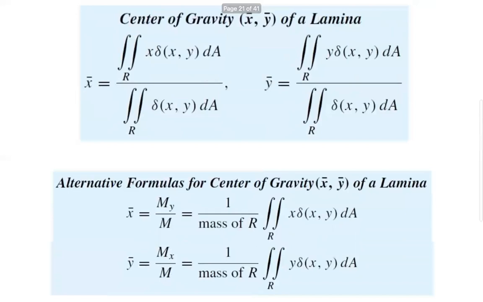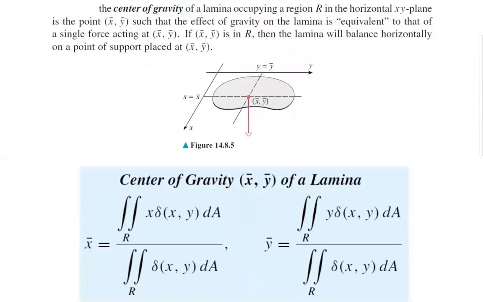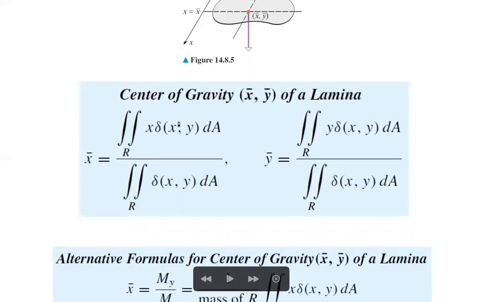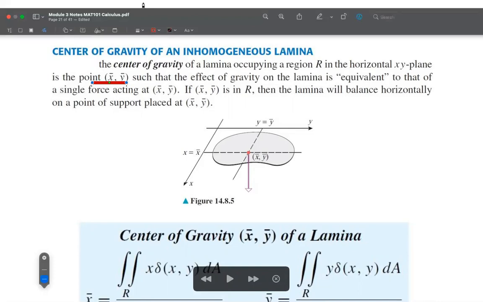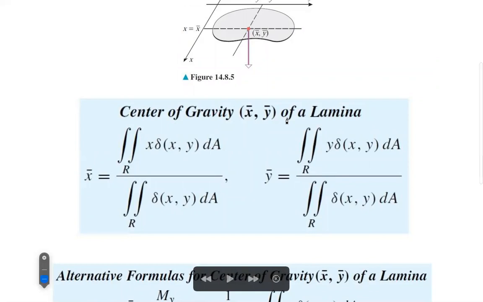Now, center of gravity of a lamina. Center of gravity of a lamina with density function delta of xy. If the center of gravity is denoted by x bar, y bar, then x bar is equal to the double integral over R of x times delta of xy dA, divided by the double integral over R of delta of xy dA.